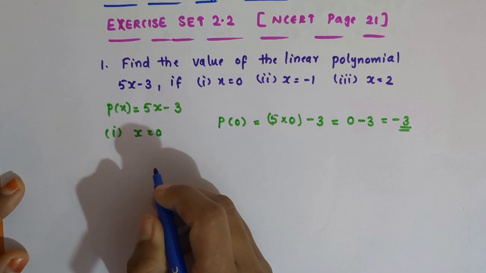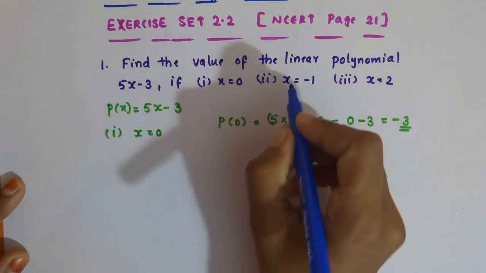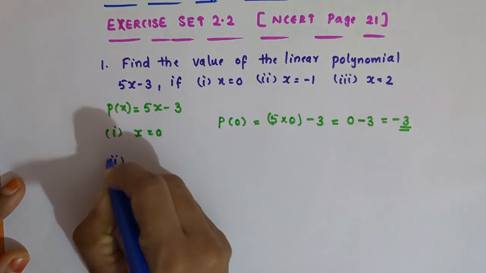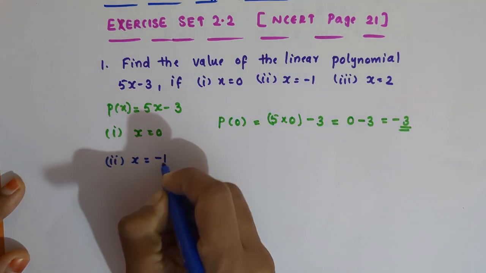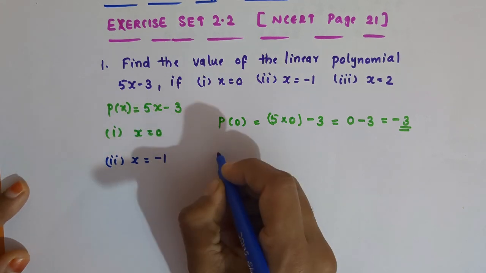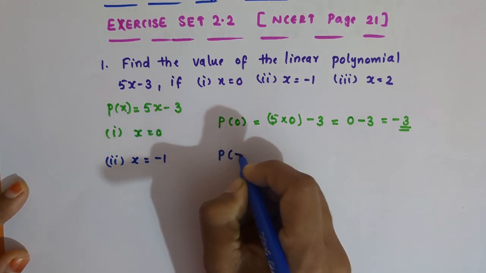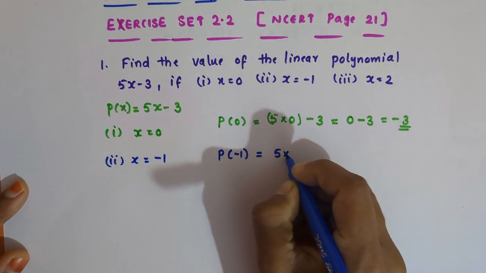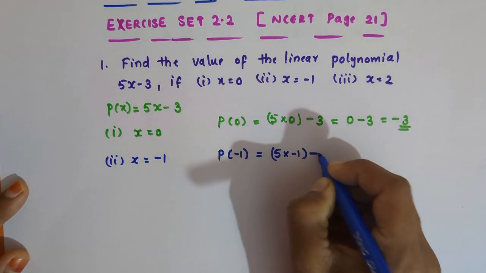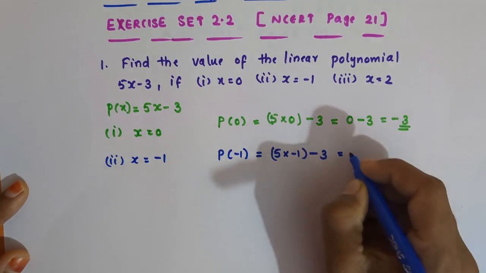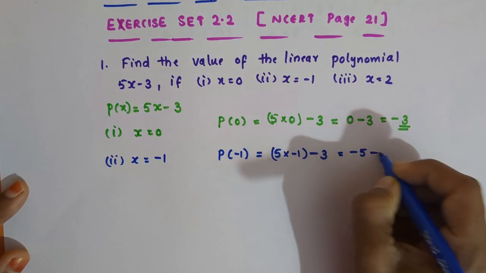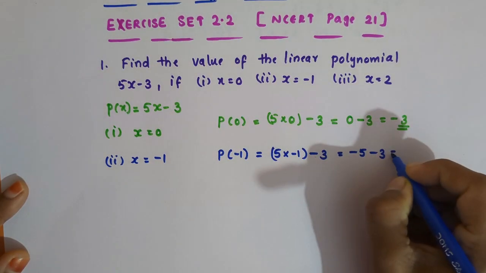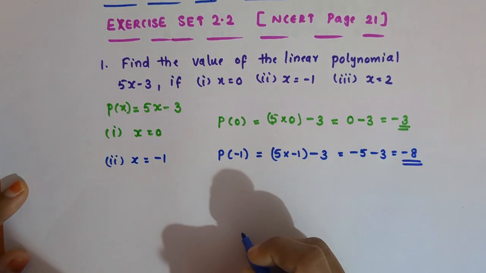Similarly, we want to write the value of the polynomial 5x minus 3 when x is equal to minus 1. So wherever we are having x, we want to put that x as minus 1. So we can write p of minus 1 is equal to 5 into minus 1 minus 3. Okay, 5 into minus 1 is minus 5, then minus 3. Minus 5 minus 3 is minus 8.